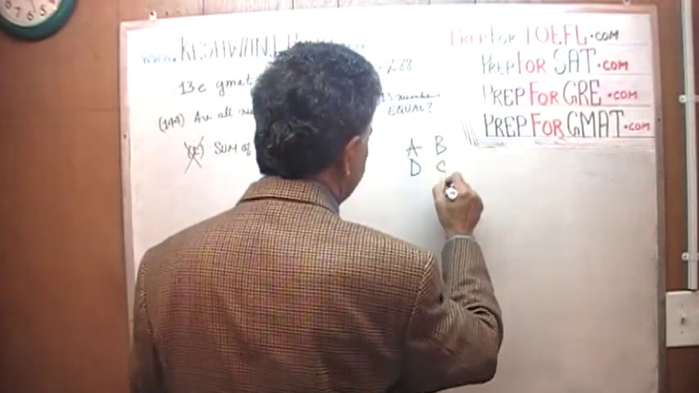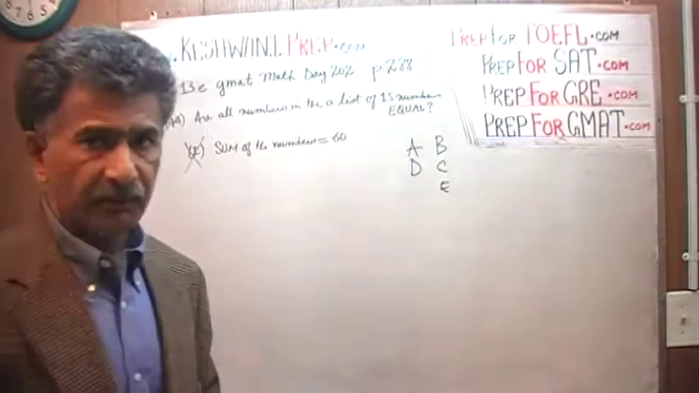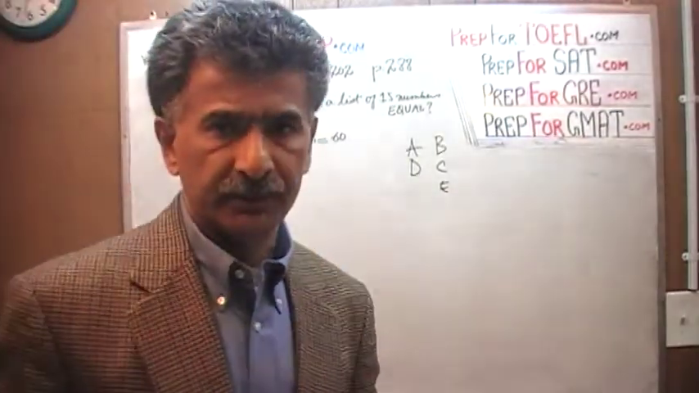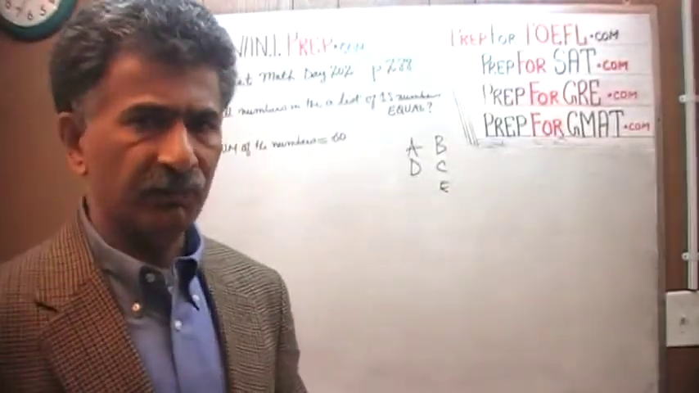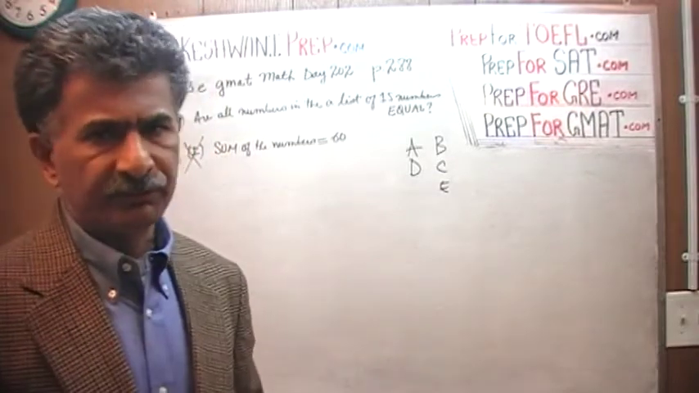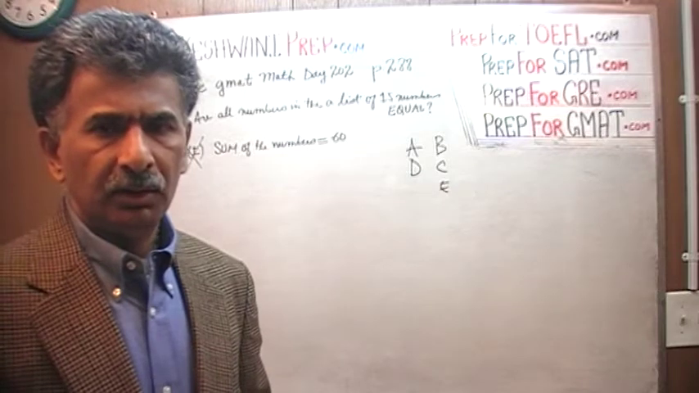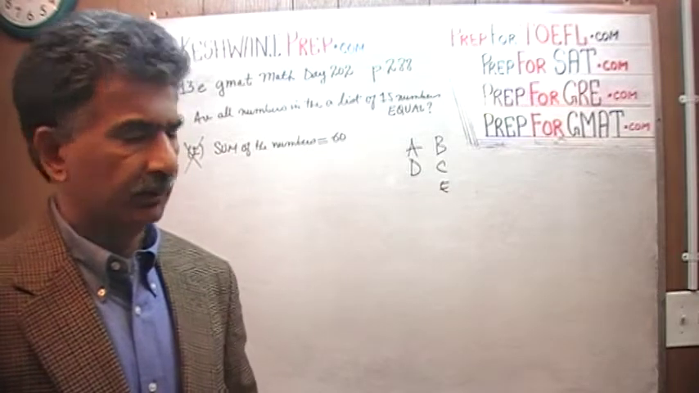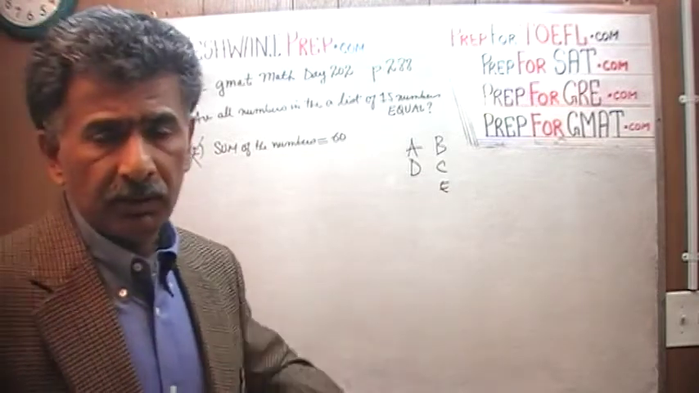A, D, B, C, E. This is a strange problem because there's not much I can do here, you just have to think about it. It's a very straightforward problem. Simply knowing the sum of the numbers does not enable us to say for sure if the numbers are equal. They may be equal. They may not be. Who knows?